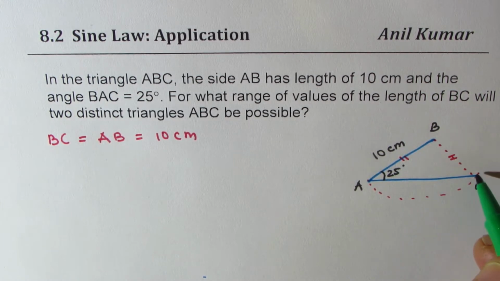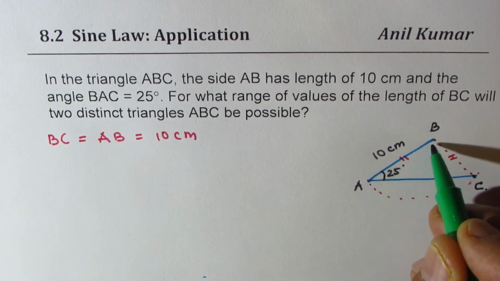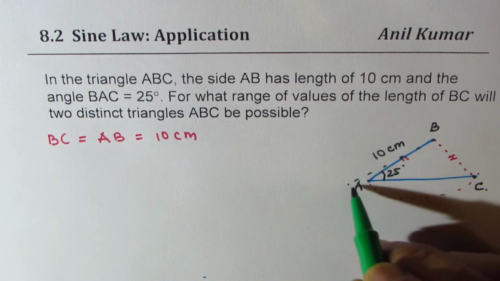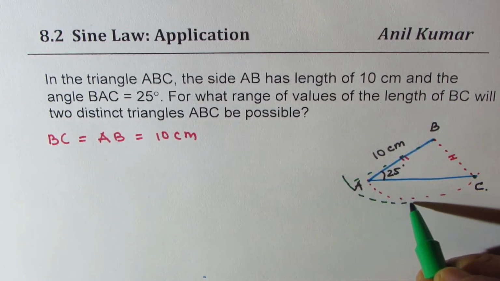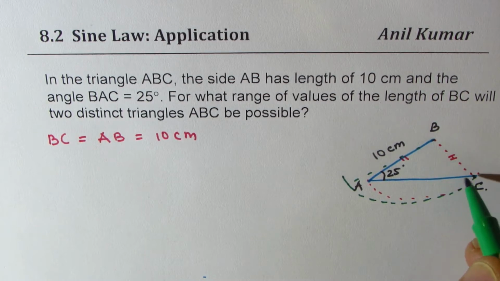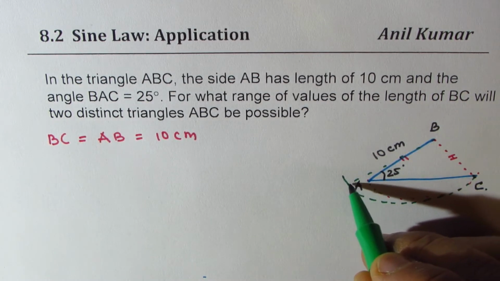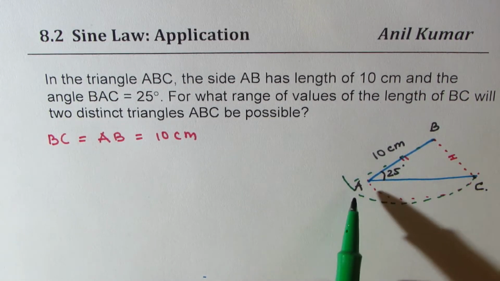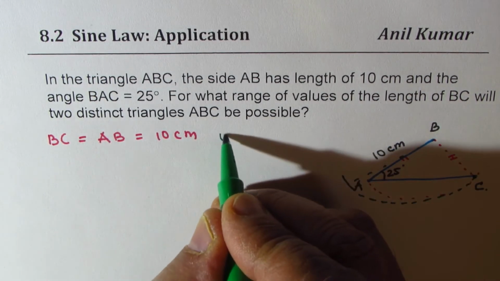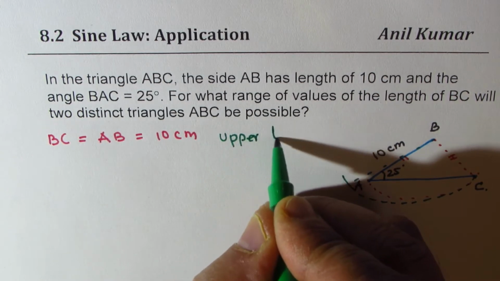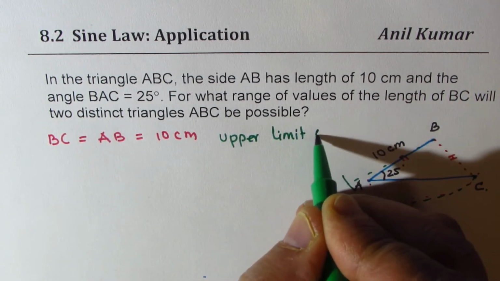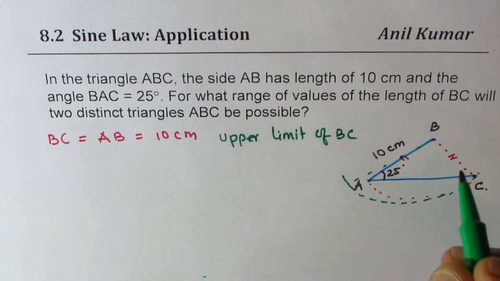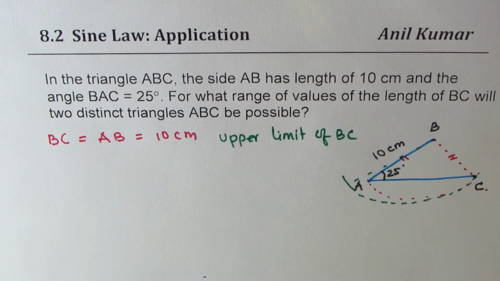If BC is greater than 10, then you cannot have two triangles, because in that case, this will be kind of like this. Do you understand? If this length is greater than this, then it is not going to end up on the line AC. So we'll not have two triangles. So we get the upper limit of BC. Maximum it could be 10 centimeters.